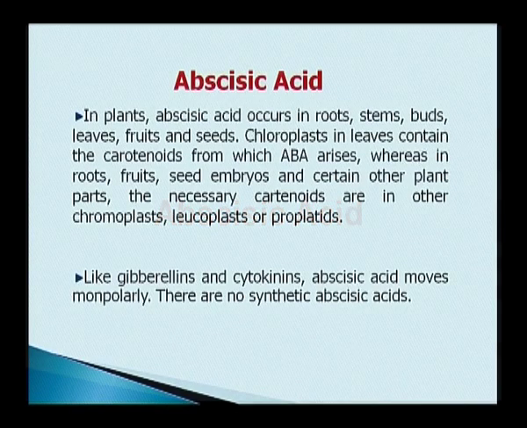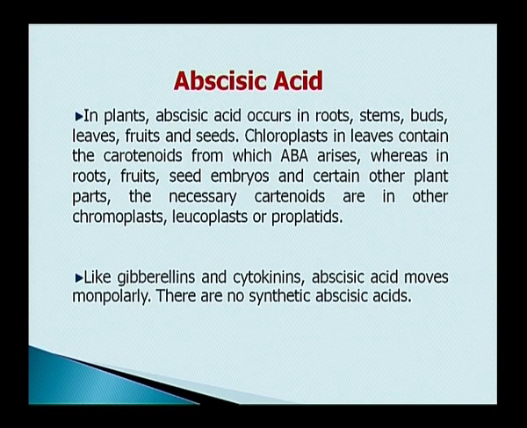Now, we come to another growth hormone, that is abscisic acid. We call it a stress hormone. The abscisic acid in the plants is present in the roots, stems, buds, leaves, meaning every part of the plants, and chloroplasts in the leaves contain the carotenoids from which ABA arises. Like gibberellins and cytokinins, the abscisic acid moves non-polarly. There is no synthetic abscisic acid, meaning we cannot synthesize abscisic acid in the factories.